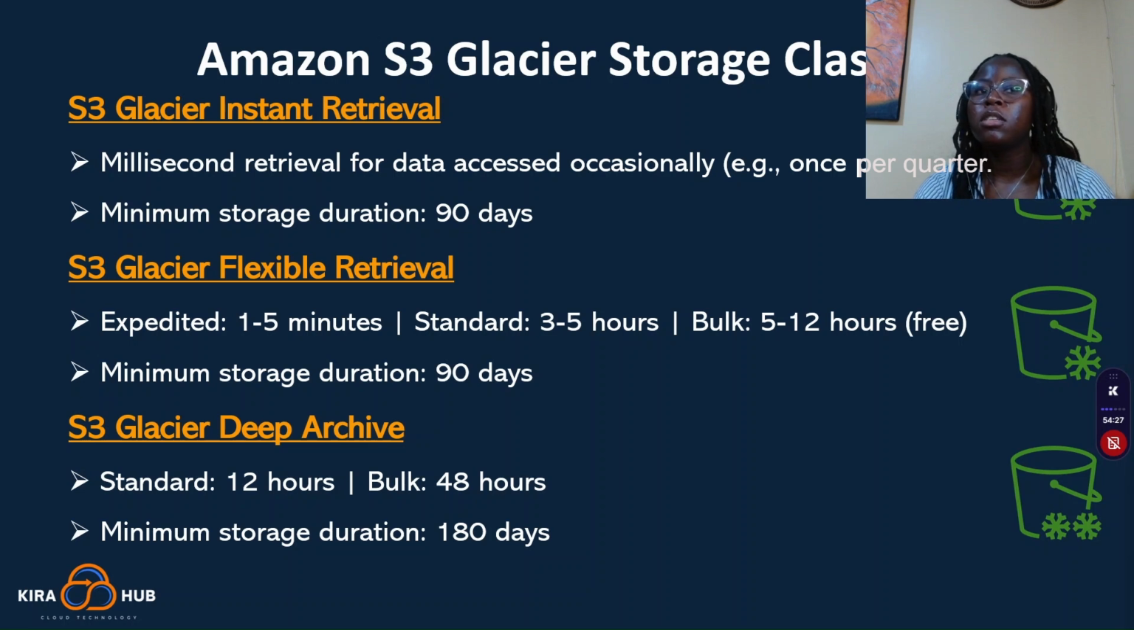So Glacier Instant Retrieval, a file you might need access to once every few months. Glacier Flexible Retrieval, maybe an old document you might need, but don't mind waiting for some minutes or some hours. Glacier Deep Archive, now this is a box of archived records. It's there when you need it, but you don't expect to pull anything out of it anytime soon.